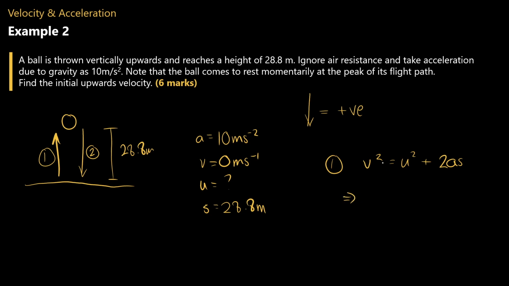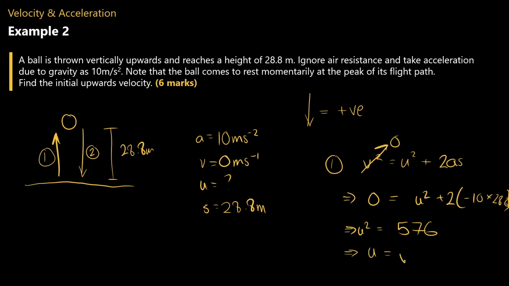So if we just plug that in, we know that this goes to 0. So you've got 0 is equal to u squared plus 2 times 10 times 28.8. And we'll just take this to the other side so that u is on its own. So we get that u squared is equal to, this ends up equaling minus 576. When we take that to the other side, it becomes positive, so 576. And then we just need to square root that. So u is equal to the square root of 576, and we get 24 meters per second.